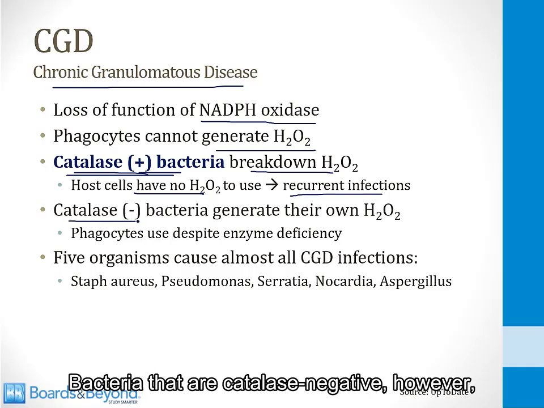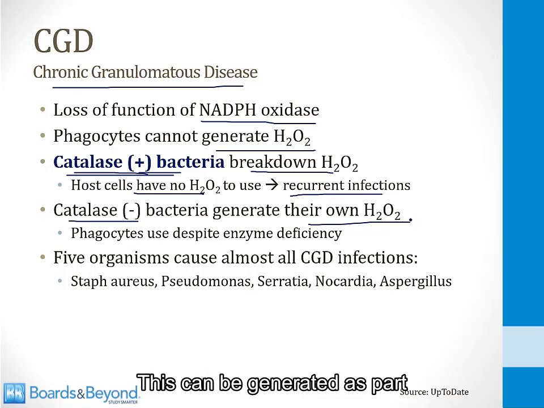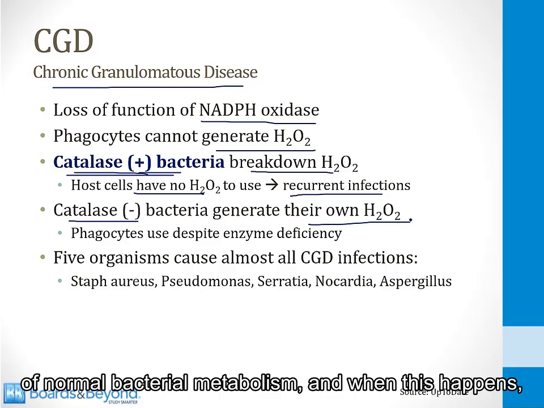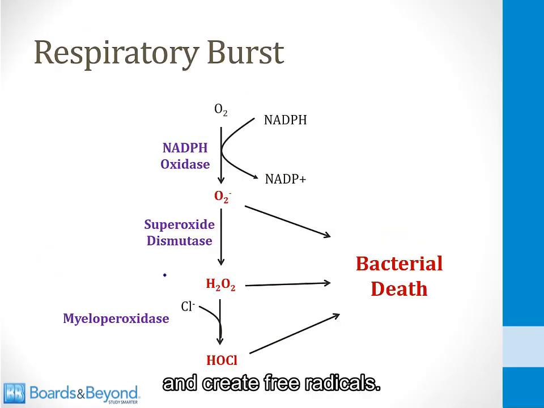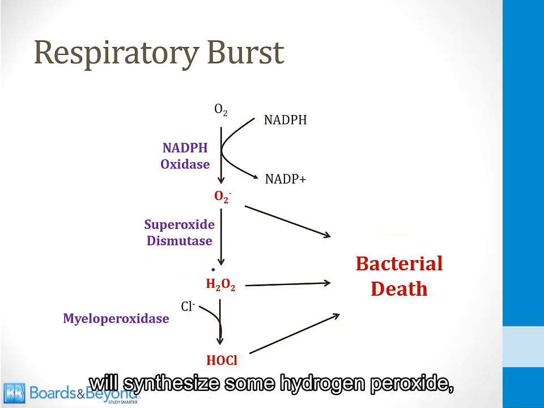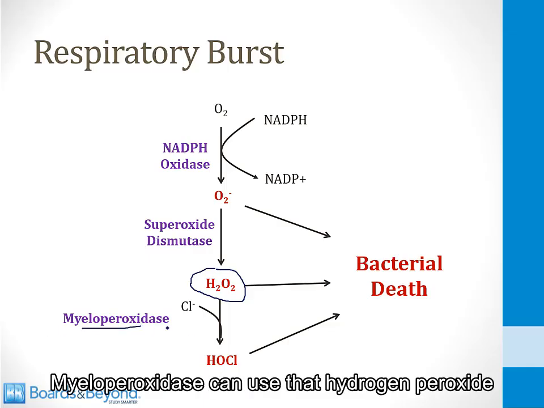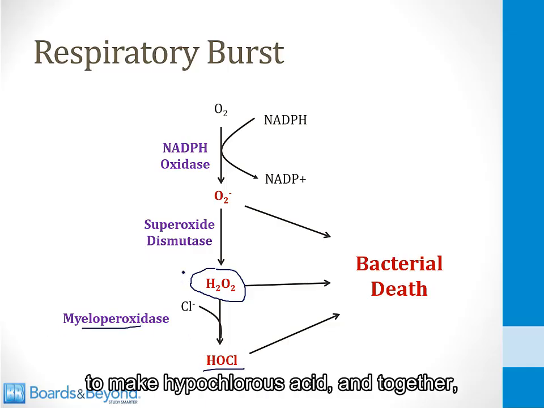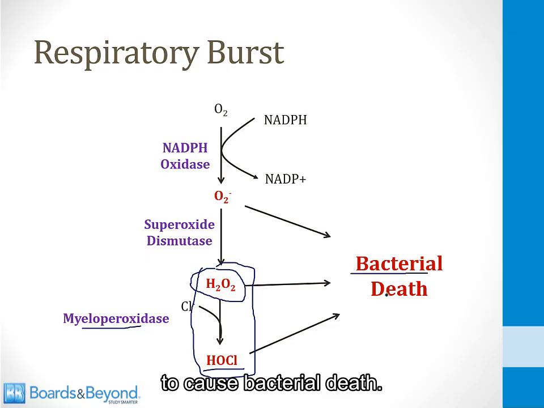Bacteria that are catalase negative, however, will generate their own hydrogen peroxide. This can be generated as part of normal bacterial metabolism, and when this happens, the phagocytes can use the H2O2 from the bacteria and create free radicals. If we go back to this slide, bacteria that lack the catalase enzyme will synthesize some hydrogen peroxide as part of normal metabolism. Myeloperoxidase can use that hydrogen peroxide to make hypochlorous acid, and together the phagocyte can use these two substances to cause bacterial death.